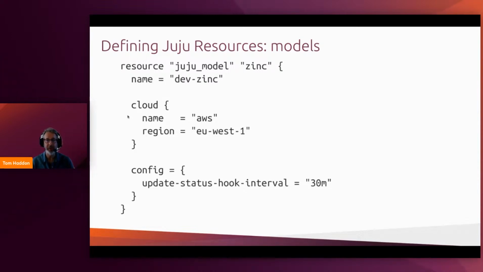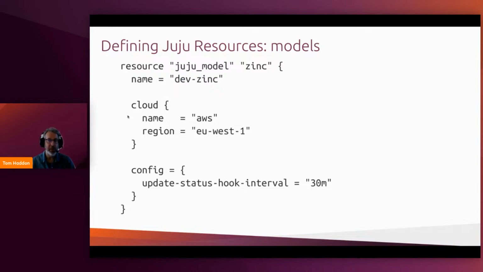We can also define things like which cloud, what name of cloud and what region of the cloud we want this to be deployed into. And we can also define various model configuration options. I've just chosen one here, which is the update status hook interval. The update status hook interval defines something that runs, and many charms use this hook to reconcile status, check the health of an application, and update their status, as the name suggests. By default, this is set to 5 minutes. Here we're setting it to 30 minutes. You can obviously set it to whatever you want.